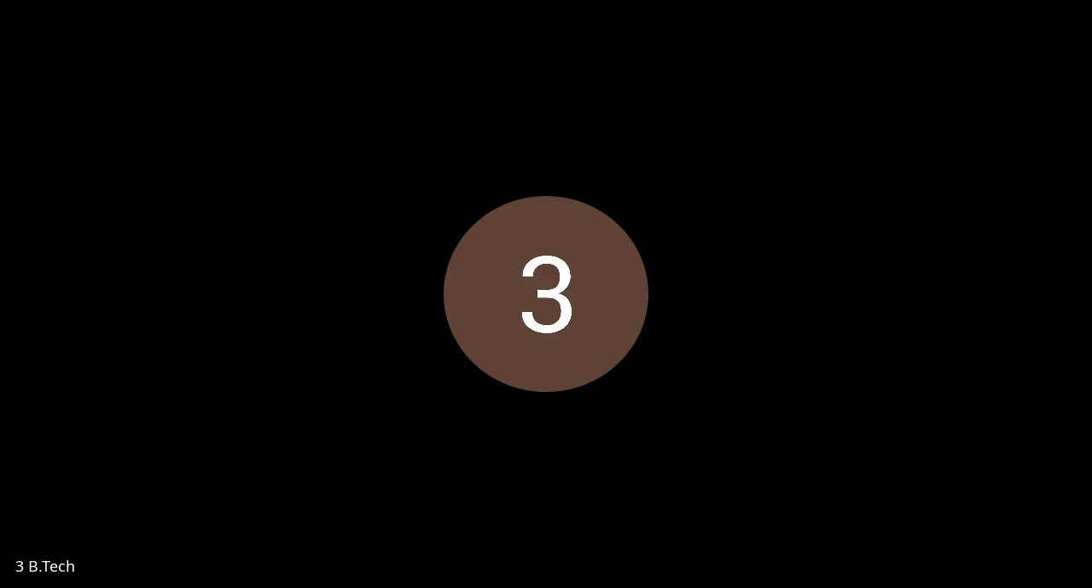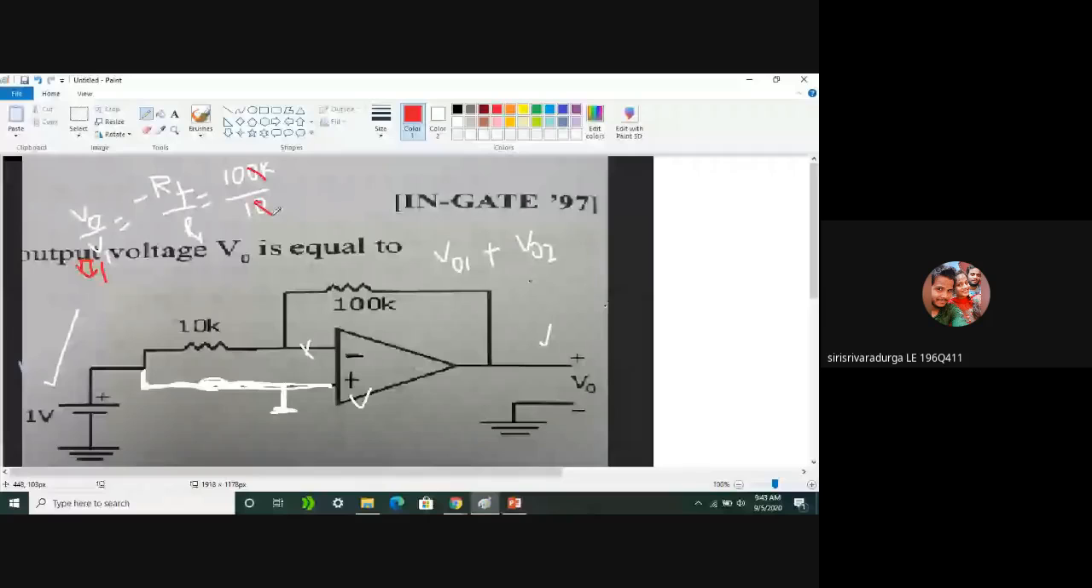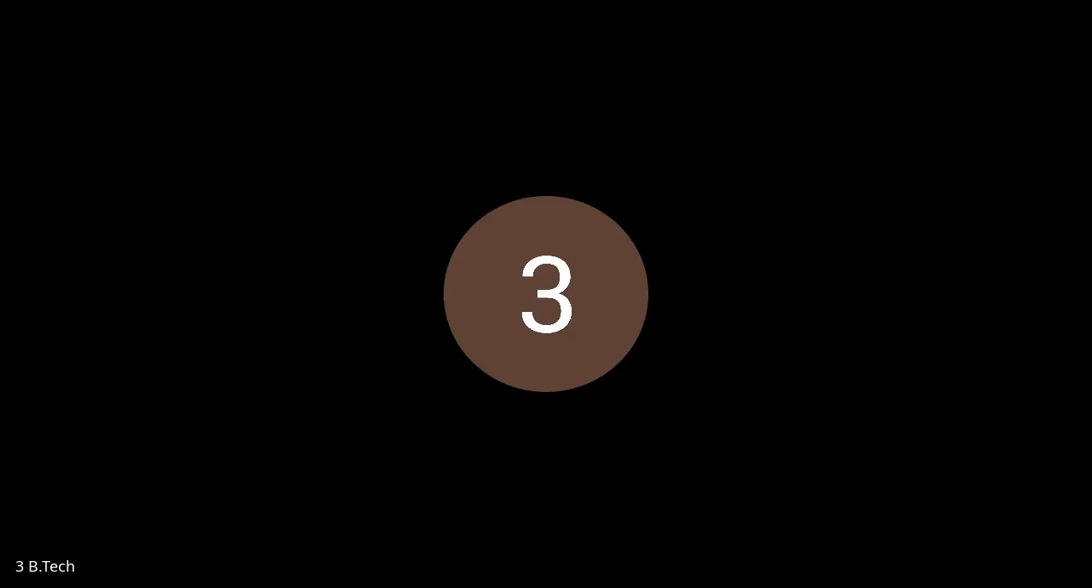In the denominator term we are having 1 volt only. So here 0, 0. K will get cancelled. Minus 10. So the minus symbol will be here.